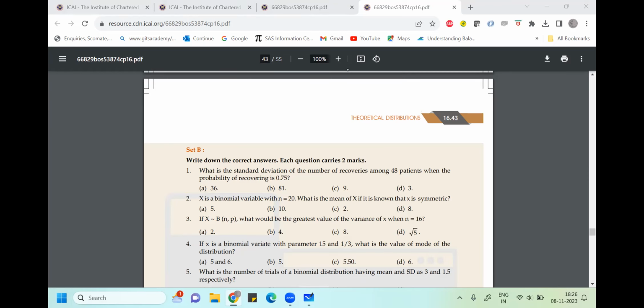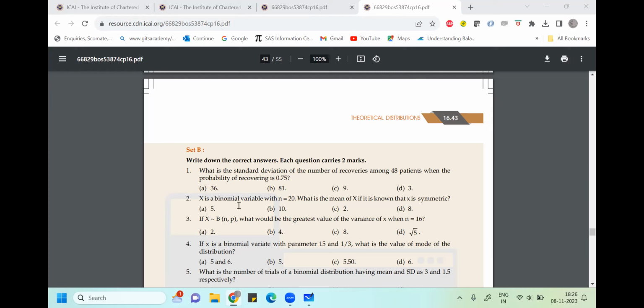And the maximum variance would be n by 4. Clear? So if your n is 16, what would be your maximum variance? 4. And what would be your standard deviation? 2, square root of 4. You know, right? Square root of variance is standard deviation.